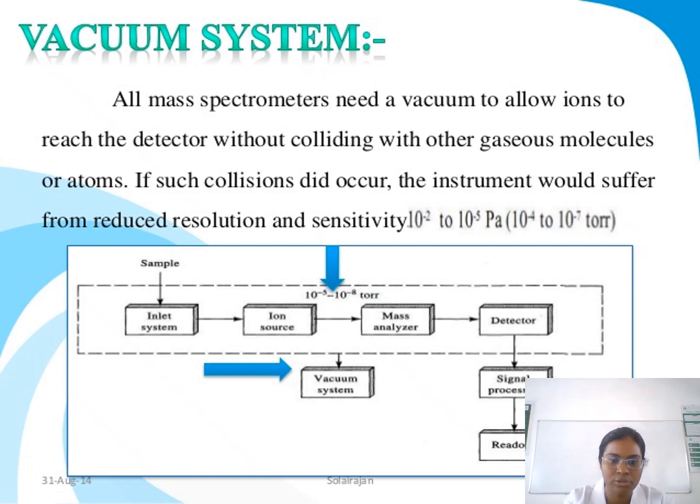So this is the overall instrumentation. First is the sample injection, which goes to the ion source, where the parent ion is converted to fragmentation ions. These go to the mass analyzer, which separates them depending upon the molecular mass. Finally it goes to the detector, and the signal is processed and finally recorded.